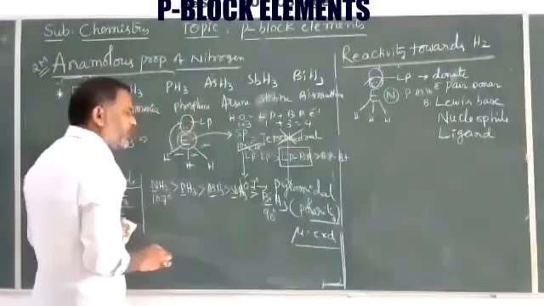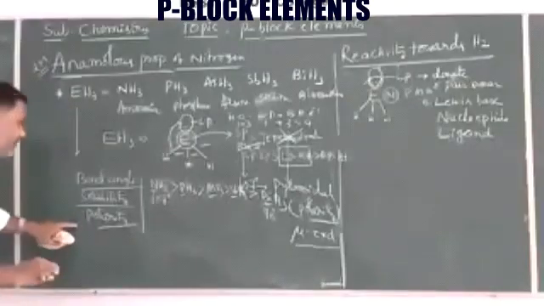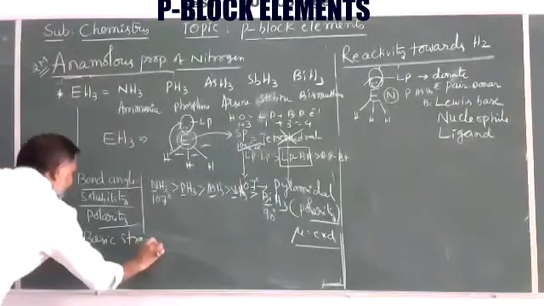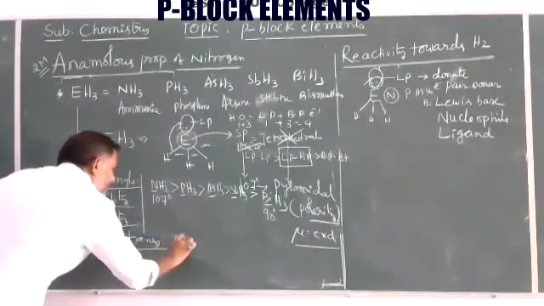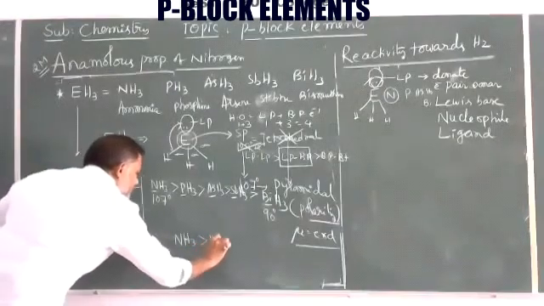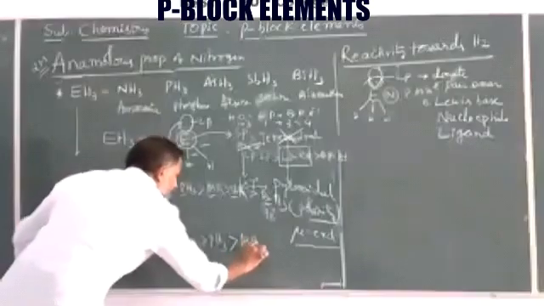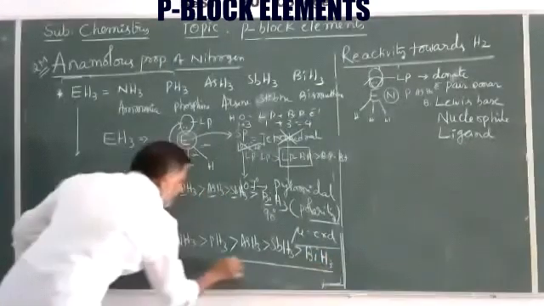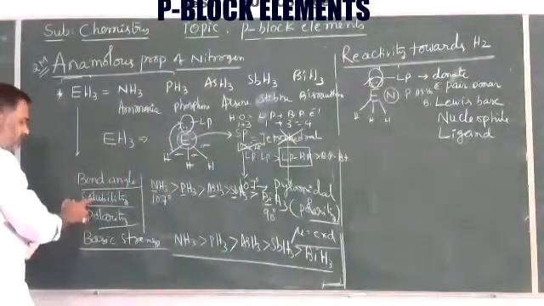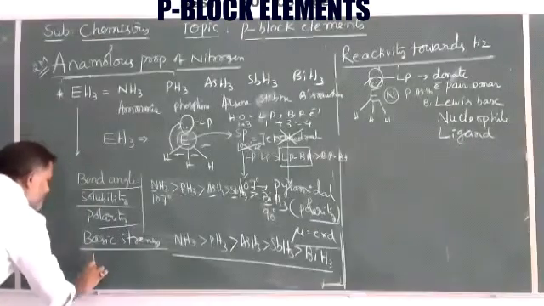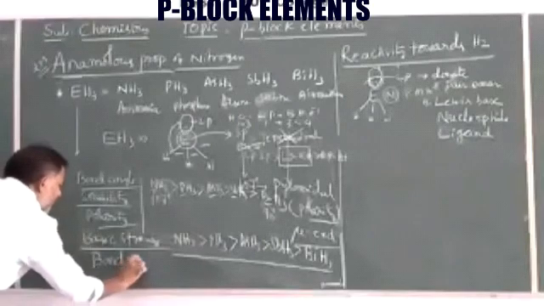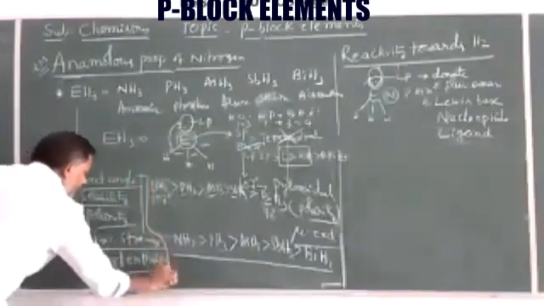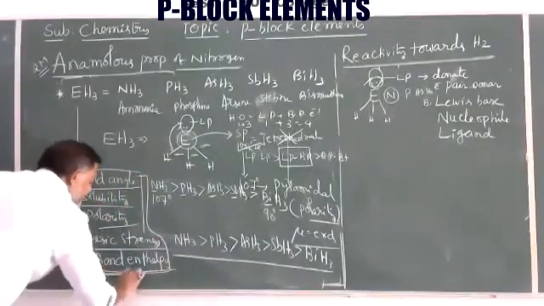A very important concept is that bond angle, solubility, polarity and basic strength of hydrides follow the order NH3 is more than PH3, than AsH3, SbH3 and BiH3. Basic strength, polarity, solubility, bond angle, and also bond energy and bond enthalpy, all follow the same order for these five or six important characteristics.